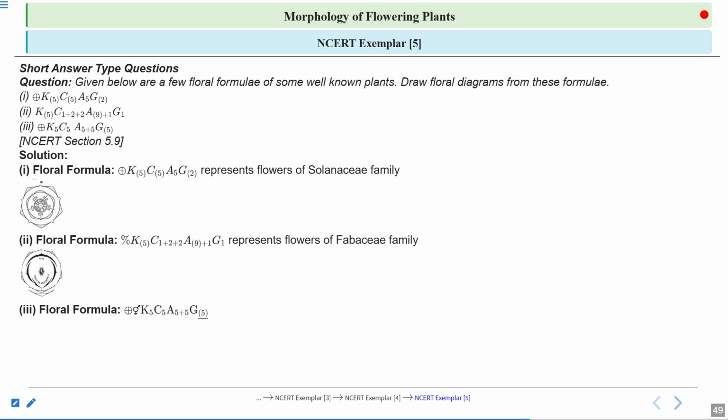Next floral formula. Actinomorphic, bisexual, K5, C5, A5 plus 5, G5, okay, G5, and it is a superior ovary, so it is underlined. So here you can see 1, 2, 3, 4, 5 sepals. Then we have C5, right? And A5 plus 5, two groups. Okay. G5. Inside you can see 1, 2, 3, 4, 5 locules are there.